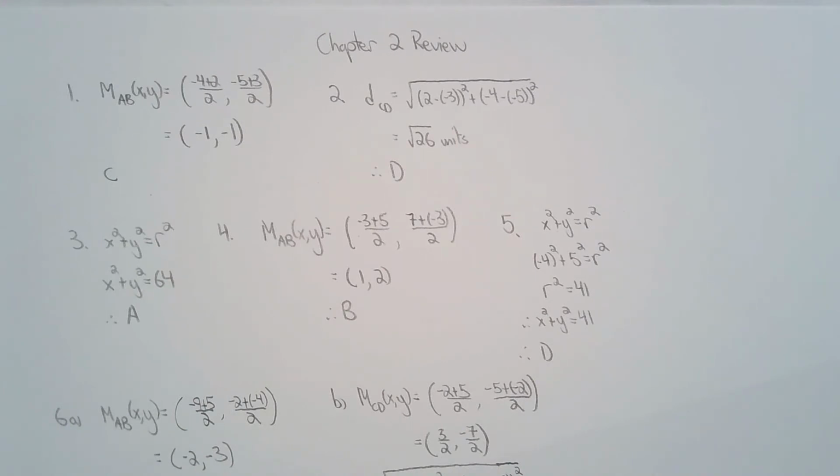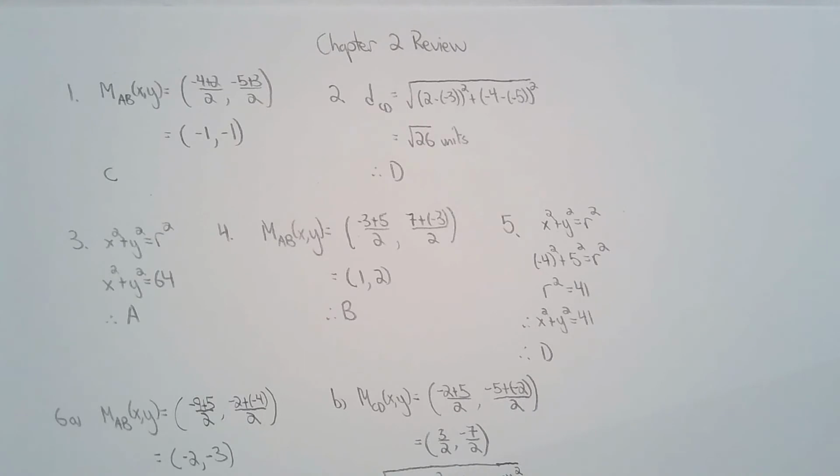For question 2, they gave us the endpoints and asked us to find the length of the line segment. No problem. Use the length of the line segment formula, and you'll see that the answer is choice D. For question 3, they told us that it's a circle centered at the origin with a radius of 8. So if x squared plus y squared equals r squared, then the equation of this circle is x squared plus y squared equals 64.